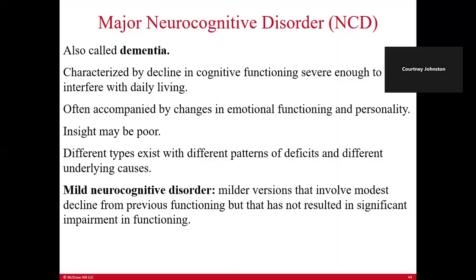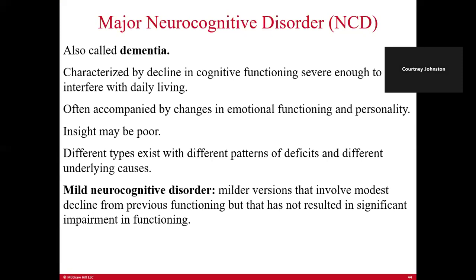So we have what's called major neurocognitive disorder. This is also known as dementia. And it's characterized by a major decline in cognitive functioning that's getting in the way of an individual being able to function in life. And usually it's accompanied by changes in emotional functioning as well as personality. An individual's insight or understanding of their abilities or how they're acting might be poor, so they might not notice this. And again, there's different types that exist with different patterns of deficits and underlying causes, as we just explained.